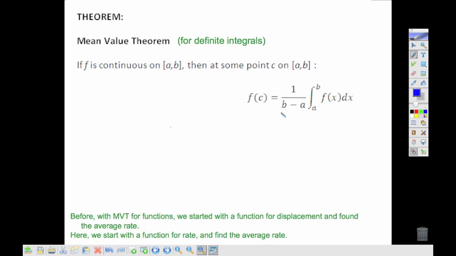This leads us to the mean value theorem for definite integrals. Notice that we're starting here, this is our formula for our average value, but what this theorem is saying is that if our function is continuous on that interval, then there's some point where we have to meet that. And so if we're going from A to B, there must be some point C on this interval where we are actually at that mean value.